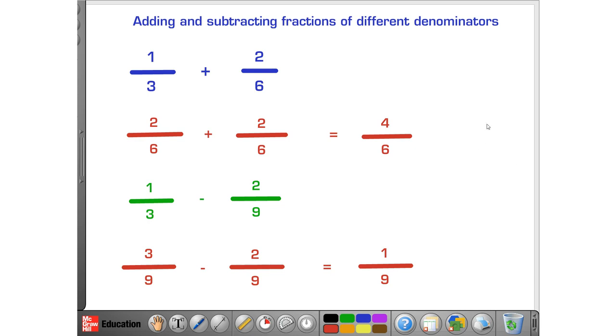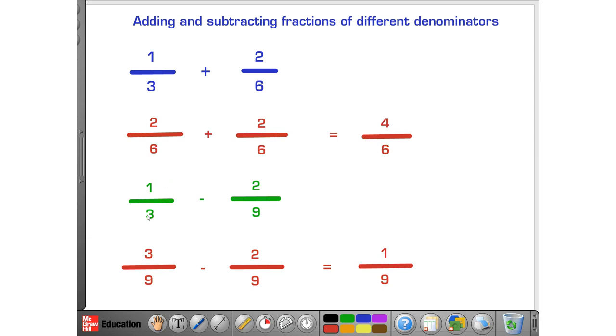So these are your answers. If we look here, this 1/3, to change that into 6 we have to times it by 2. So 3 times 2 is 6, and 1 times 2 is 2, and then we just add on the other 2/6 we already had up here, and that's 4/6.